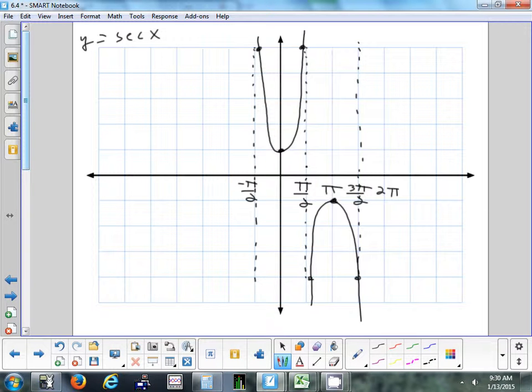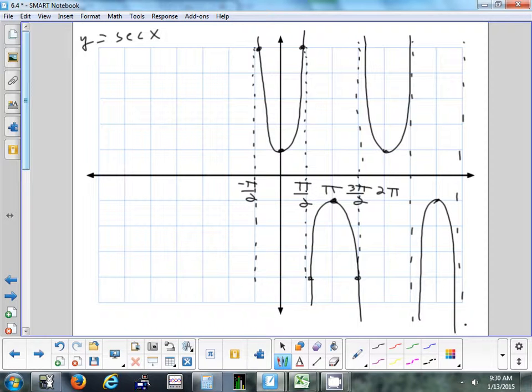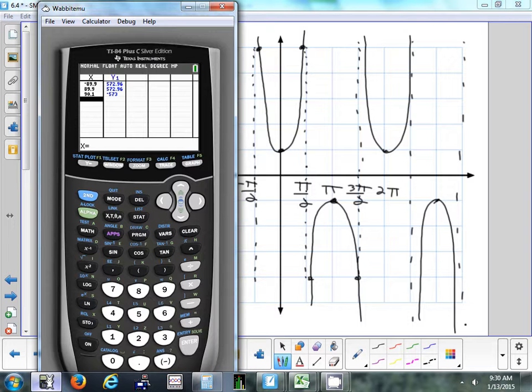The next one would be, I need 2 more asymptotes. Here's a second period right here. Now you're looking at 2. Once you get 1, it's very easy to sketch as many as you want. Okay, let's look at the graph of this on our calculator.